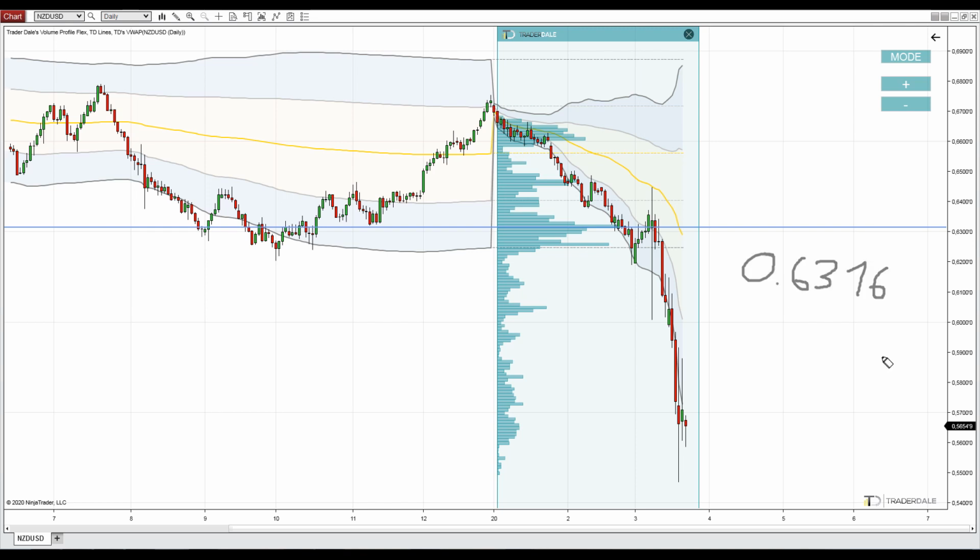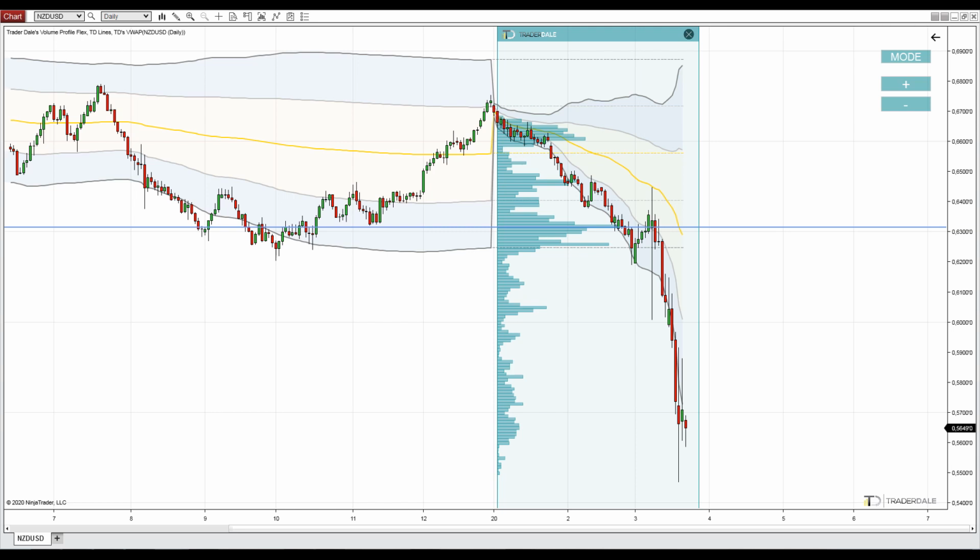And again, with heavy volatility like this, you want to have a very wide stop loss and very wide take profits. So in this case, a good place for a stop loss would be in here, and with a risk reward ratio of 1, take profit somewhere in here. Right, so that's for the New Zealand dollar, US dollar.